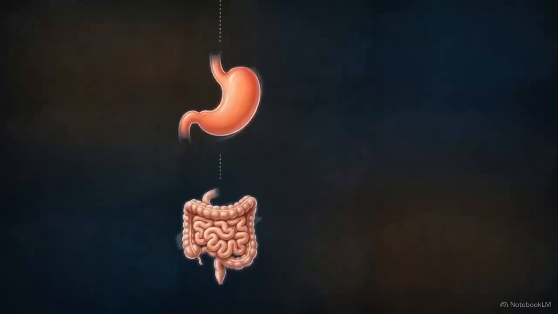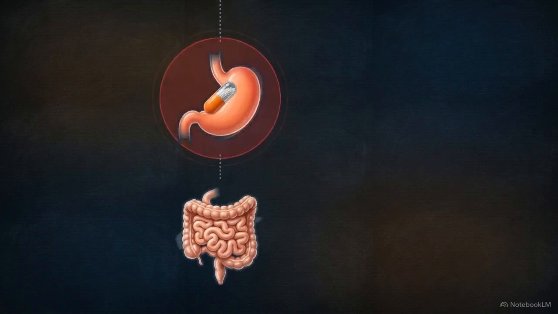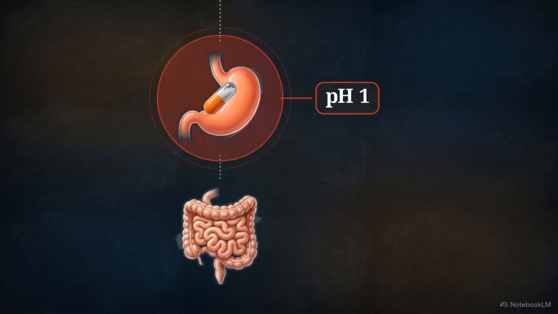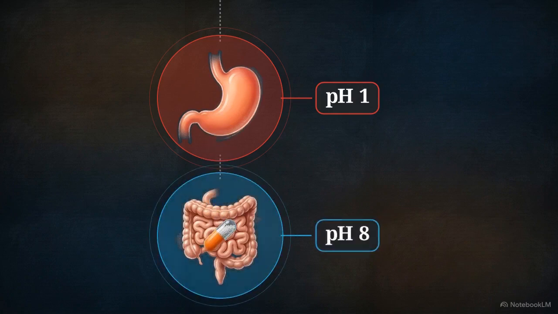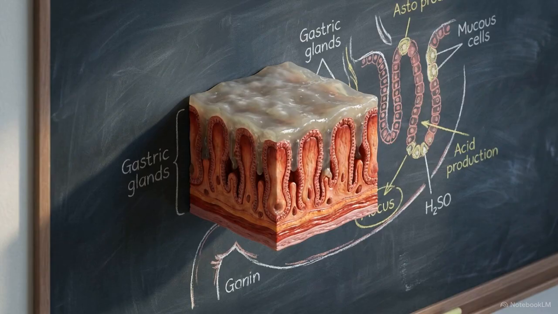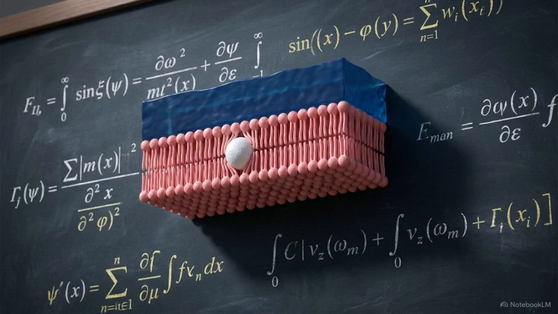For oral drugs, this scale maps directly onto the gastrointestinal tract. A swallowed pill travels from the highly acidic environment of the stomach, where the pH can drop to 1, into the increasingly alkaline conditions of the small intestine. This shifting physiological environment makes pH the primary gatekeeper of pharmacology. The local acidity dictates where and when a drug becomes soluble enough to enter the bloodstream.